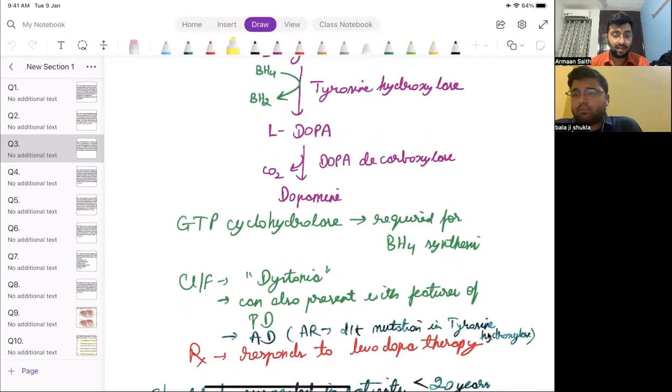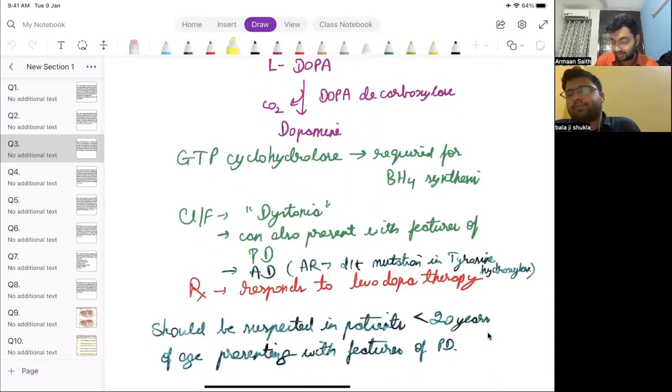But it can also present with features of Parkinson's disease. And therefore, it is very important as it responds markedly to levodopa therapy. It is worth mentioning that this is an autosomal dominant disease, but it can also have autosomal recessive inheritance if it is due to mutation in tyrosine hydroxylase.